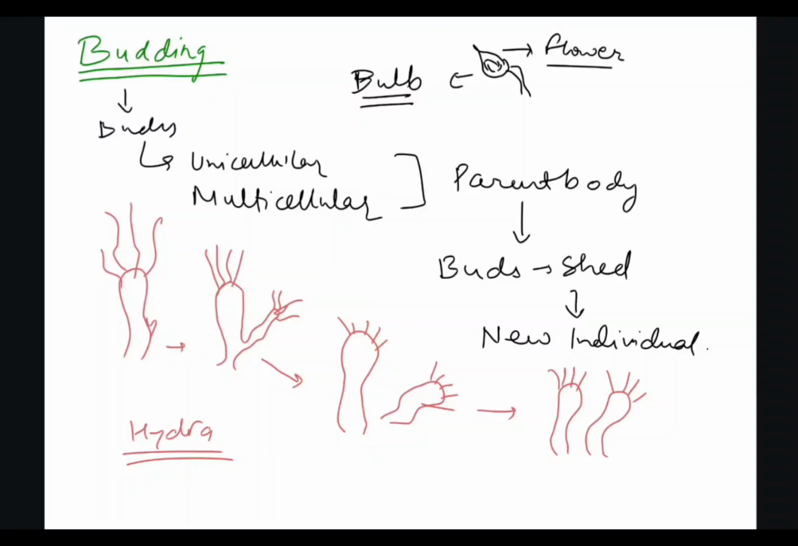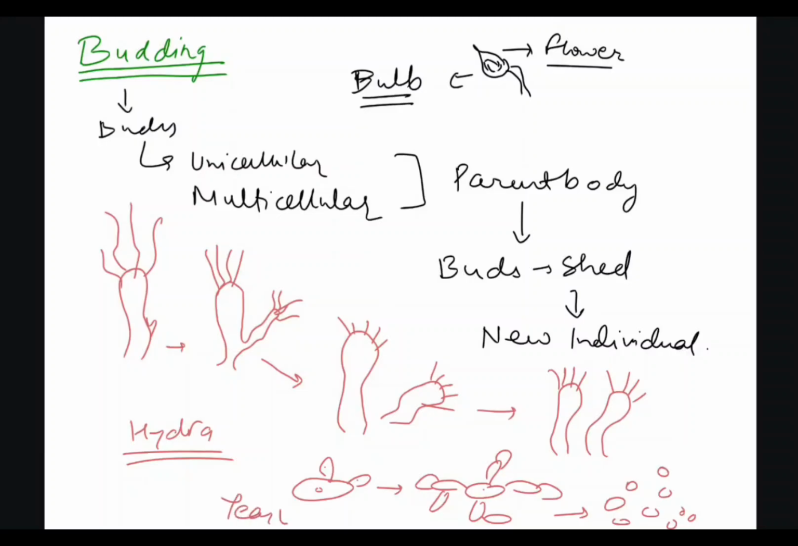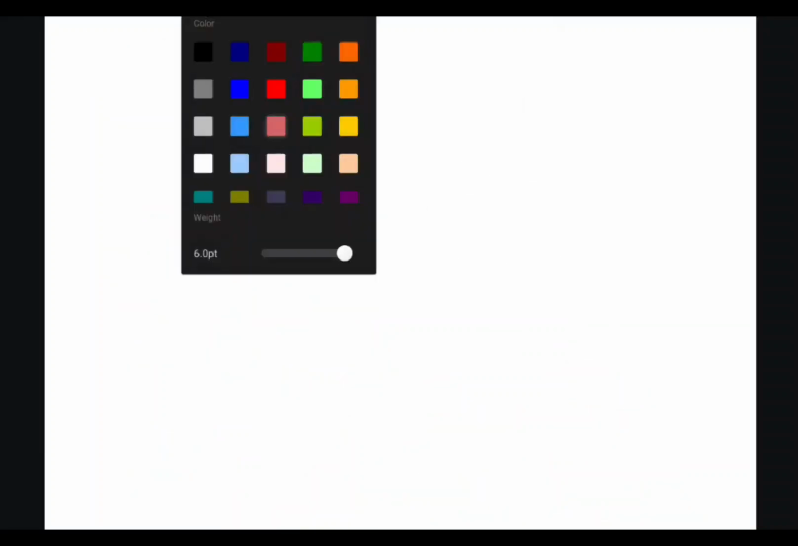Similarly, there is yeast. Yeast is a unicellular organism. There will be a bud on its body. It will grow and grow and grow. There will be a stage where there will be n number of buds on its body, and when they separate, they become multiple yeast. So you have two examples: an example of yeast and an example of hydra. I hope budding is clear. Let's move on to the next one.